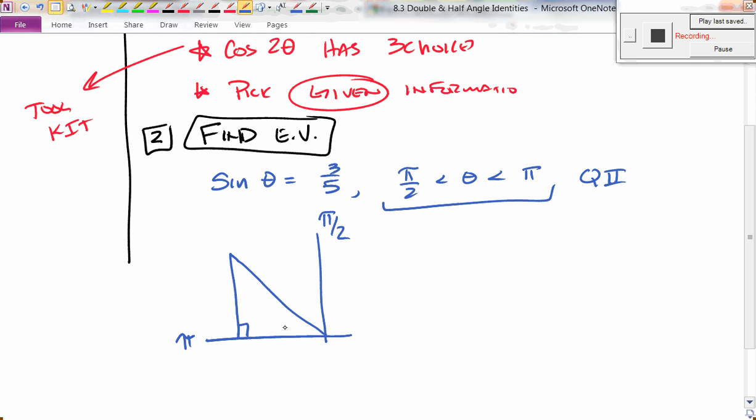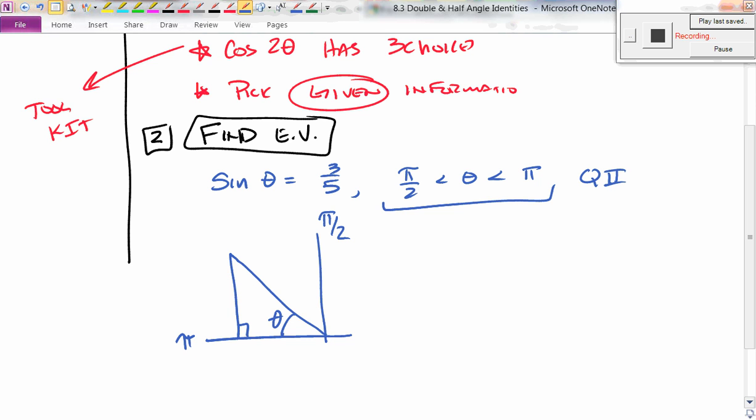I'm not exactly sure where. So here's my reference angle. I'll call that theta. Always make sure you draw your reference angles between the terminal side and the positive or negative x-axis. Okay, so there's my picture.